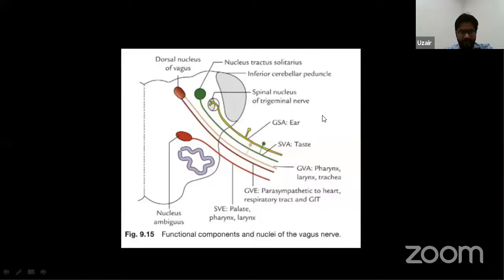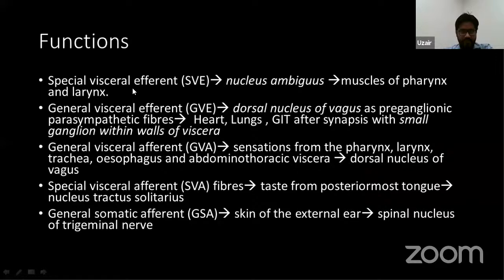So again, dividing the functions, we have special visceral efferent, so the nucleus ambiguus supplies the muscles of the pharynx and larynx that originated from the branchial arches. Then we have general visceral efferent, that is basically the parasympathetic outflow. These are the preganglionic fibers and go all the way to the heart, lung, and GIT, and synapse in the ganglia that are already present in the wall of these viscera.